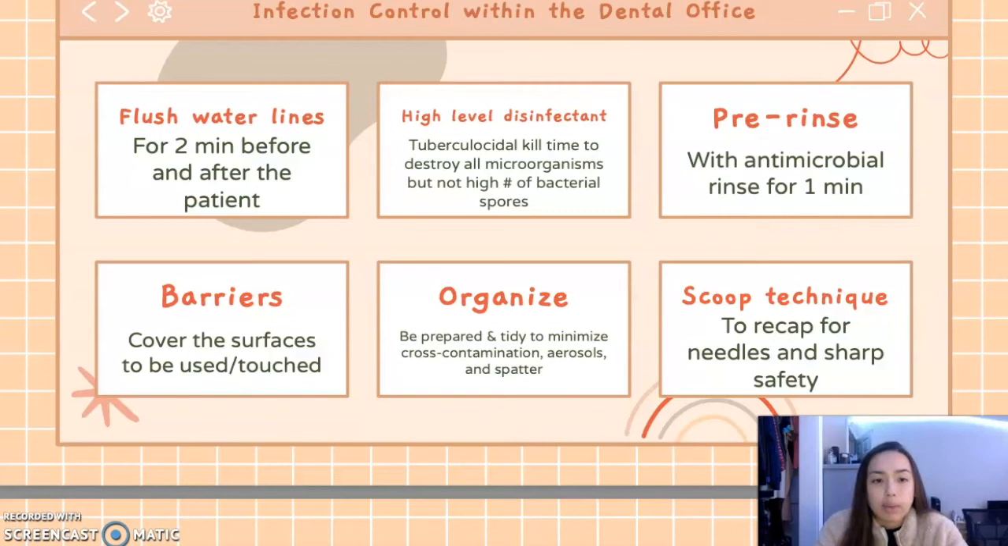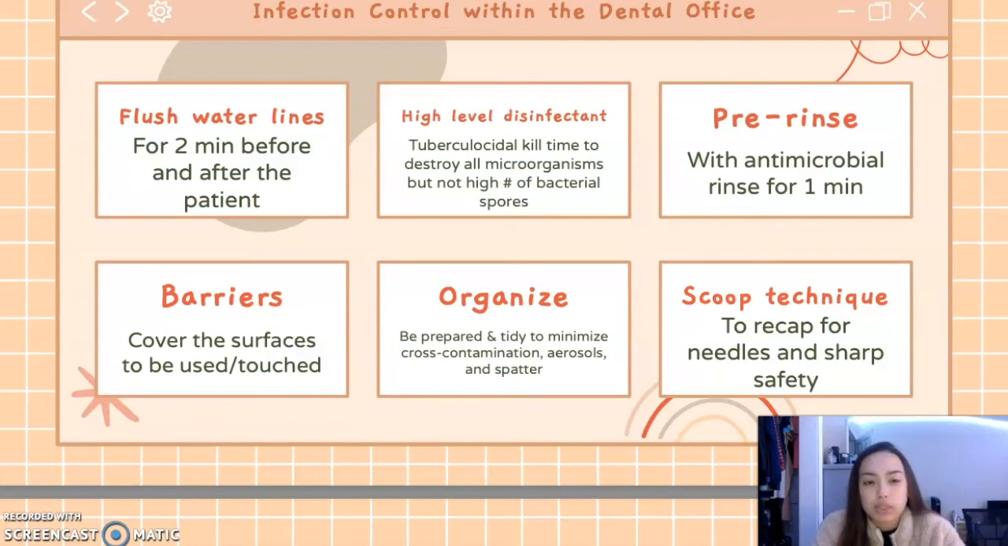And then a patient should use an antimicrobial mouth rinse for 1 minute before starting any treatment. You should also be using disposable barriers to cover any surfaces that will be used or touched during your treatment. This includes semi-critical and critical items. And you need to be organized by being prepared and tidy in order to minimize cross-contamination, aerosols, and spatter.